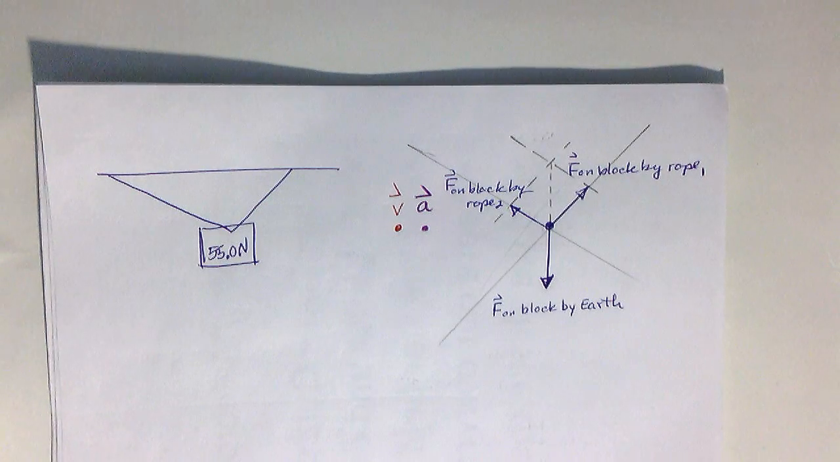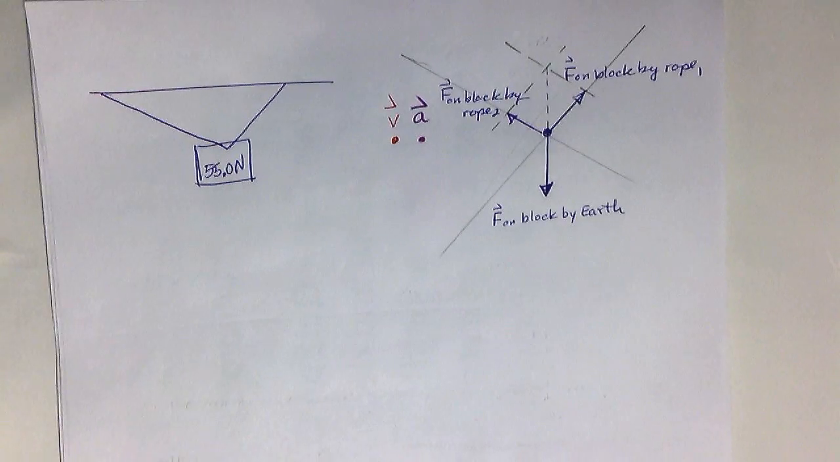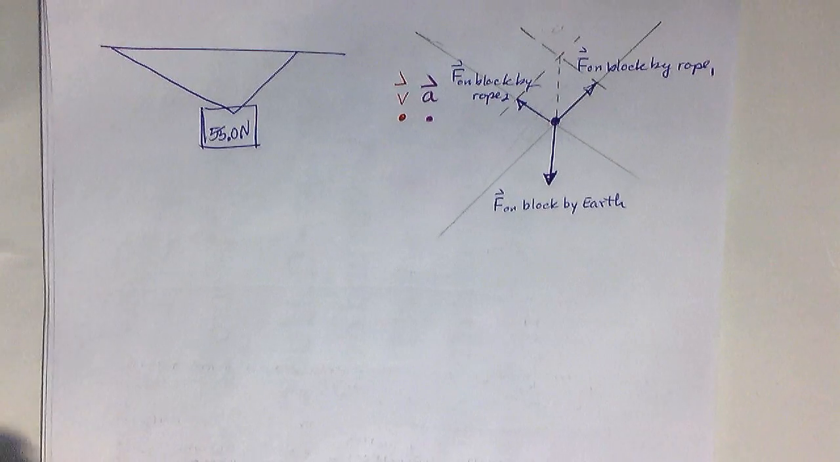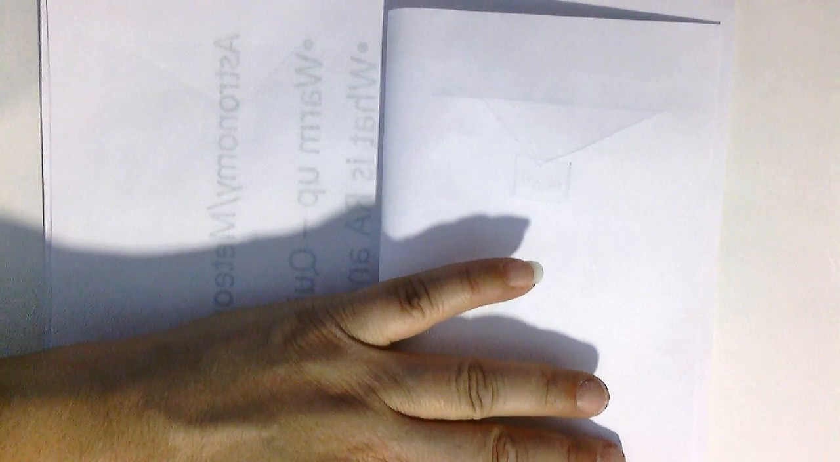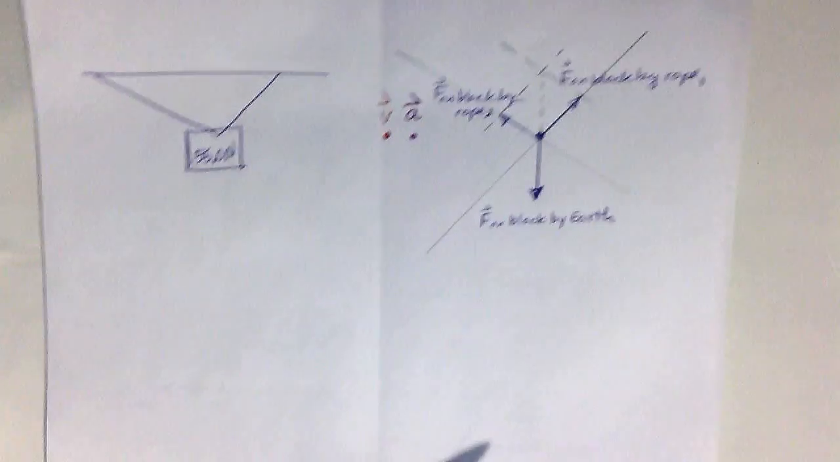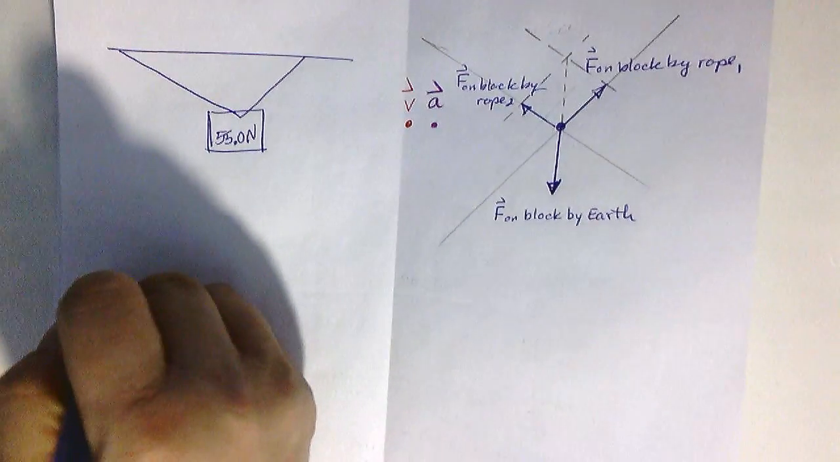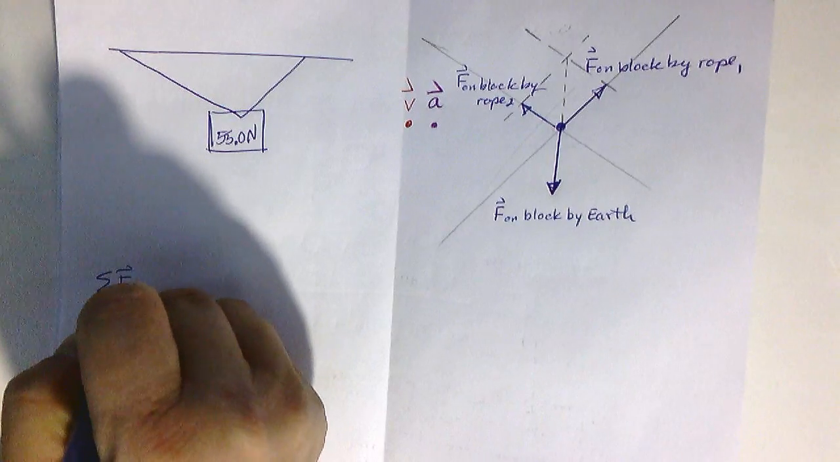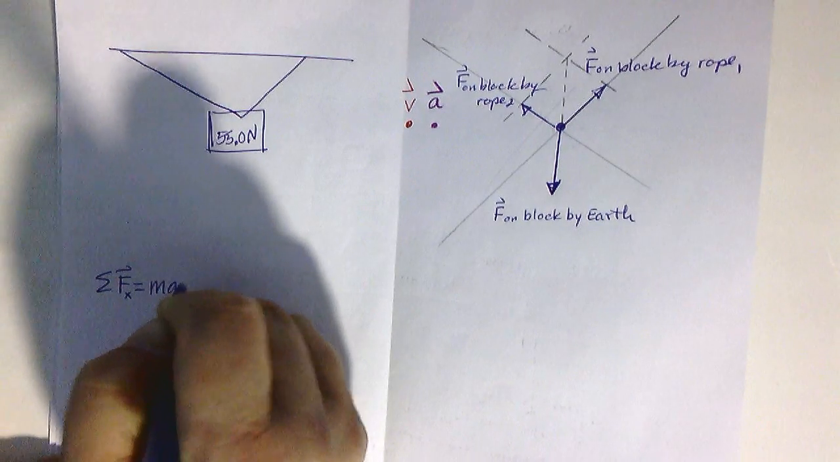Okay, so now we're ready to go ahead and solve the problem. What we're going to do is write out the sum of the forces. I'm going to fold my paper because I know I'm going to be in 2 dimensions. How do I know that? They gave me an angle. Anytime they give you an angle, you're in 2D. If you're in 2D, you need x and y. Okay, so we have the sum of the forces in x is equal to ma sub x.